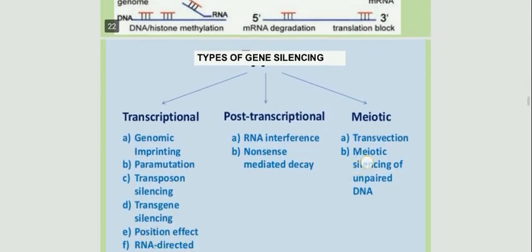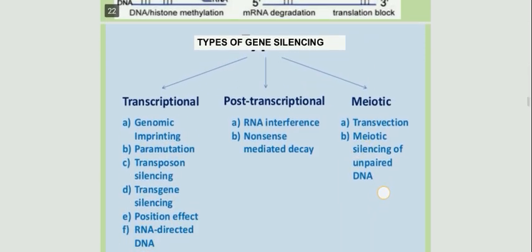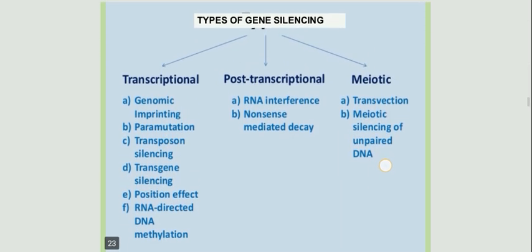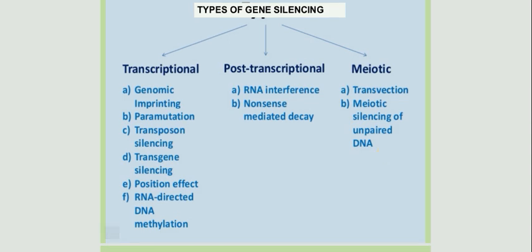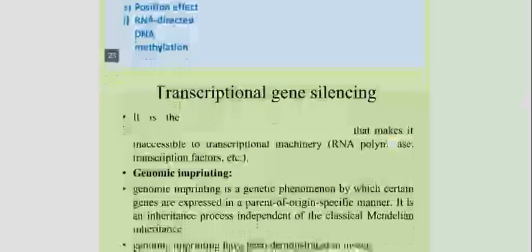Types of gene silencing: transcriptional, including genomic imprinting, paramutation, transposon silencing, transgene silencing, position effect, and RNA directed DNA methylation. Then post-transcriptional, including RNA interference, nonsense mediated decay, meiotic silencing of unpaired DNA.